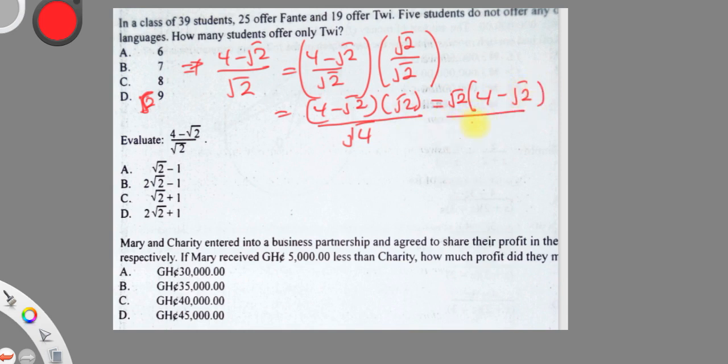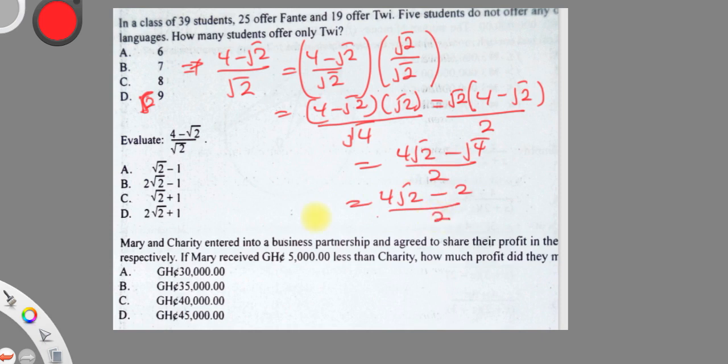Okay. So this is over 2. So this is equal to square root of 2 times 4. What do we get? We get 4 root 2. Then square root of 2 times square root of 2, this is negative. So negative square root of 4. Everything all over 2, which is equal to 4 root 2 minus 2, all over 2.